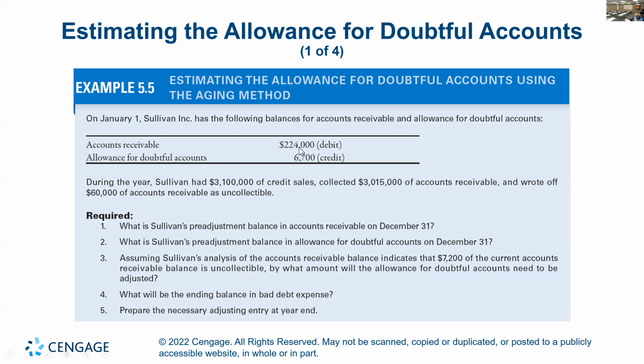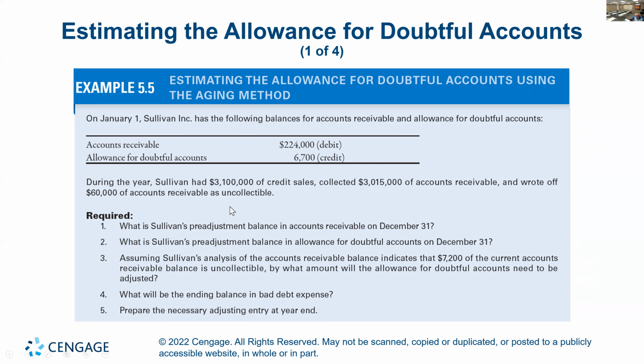Here is our current situation in an example to hopefully make this make more sense. We have accounts receivable of 224,000 and an allowance for doubtful accounts of 6,700, credit balance. During the year we had $3,100,000 in credit sales, collected $3,050,000 of accounts receivable, and wrote off $60,000 of accounts receivable as uncollected.